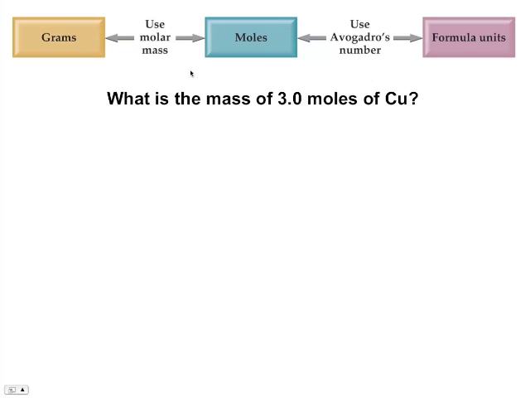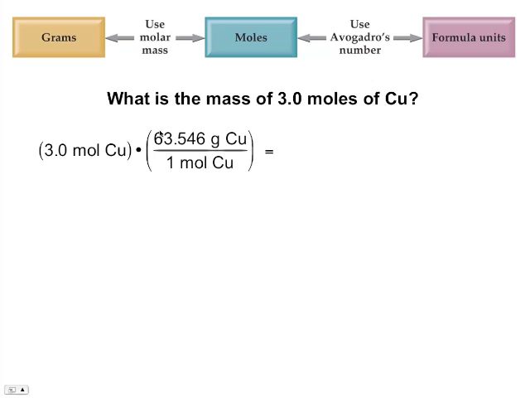So let's look at this first question. What is the mass of 3 moles of copper? So you're starting here in the problem, and you're going to use the molar mass as a conversion factor to go from moles to grams. So using the dimensional analysis technique, we start off with what we're given, 3.0 moles of copper, and we need to figure out the mass in grams. So we need to use the molar mass, right?